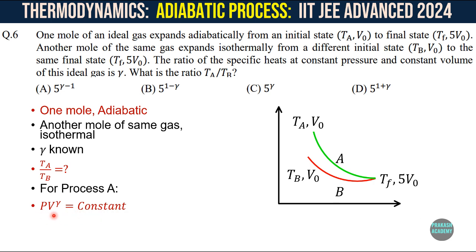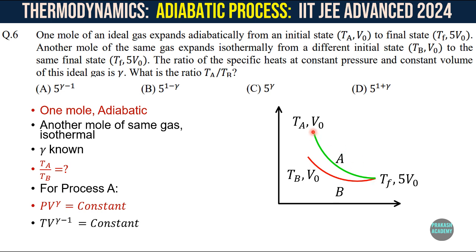You can also rewrite this equation in a different form if you use the ideal gas equation, that is PV equals nRT. Then you can rewrite this equation as T V raised to the power gamma minus 1 equals constant. So this is again an adiabatic process. What this means is that in this process the product of temperature and volume raised to the power gamma minus 1 is always constant. That is, this point, this point, this point, and all the points, this product is constant.